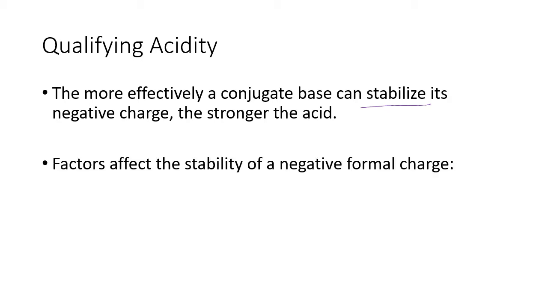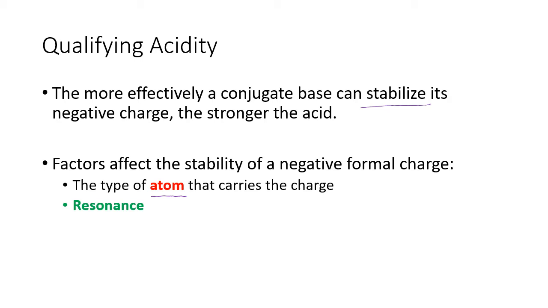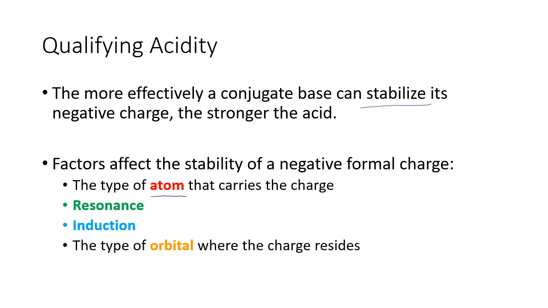So the factors that we want to consider are the type of atom that is carrying the negative charge. So is it a chlorine? Is it a carbon? Is it a fluorine? How electronegative is that atom? How electropositive is that atom? Resonance. Is there any type of resonance that can happen? Remember, the more resonance structures you can draw for something, the more stable it is because it has more delocalization of electrons. So greater resonance equals greater stability. Something called induction, which will be a new concept that we introduce in a little bit. And then the type of orbital where the charge would be living.